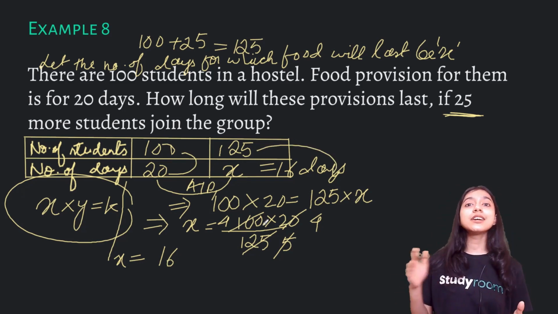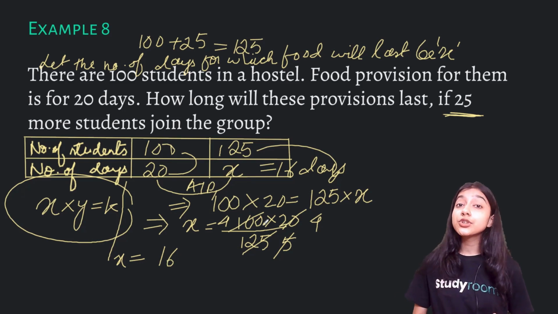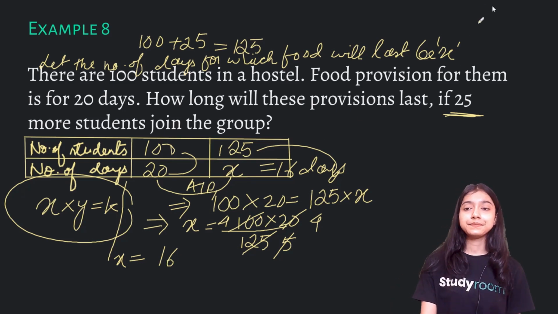So as the number of students is increasing, the number of days for which the food will last gets decreased. So this is the concept of inverse proportion.